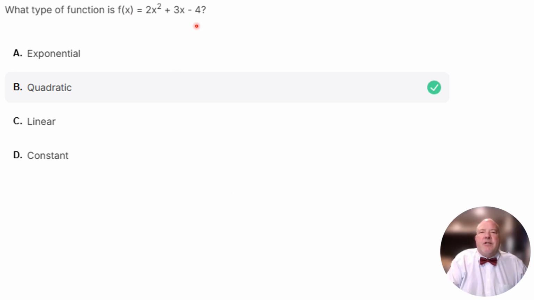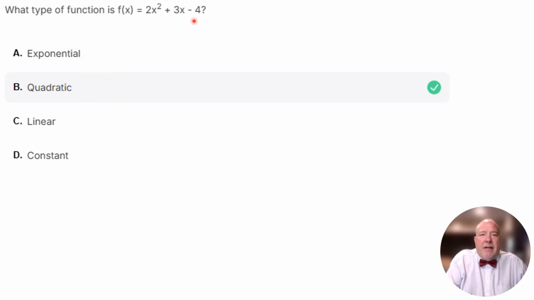So we're given a function here and we're asked what type of function it is. If you know the different types of functions, then you'll know the answer to this. If you don't, then you won't. So this is the question, you either know it or you don't know it. There's nothing to figure out here. So let me show you what all these different functions look like, okay?